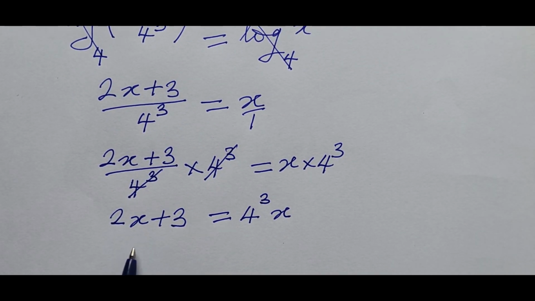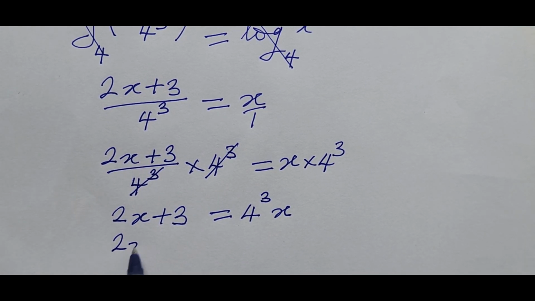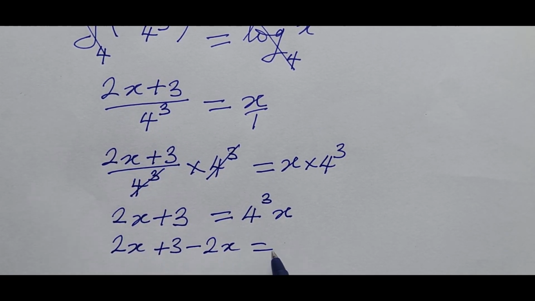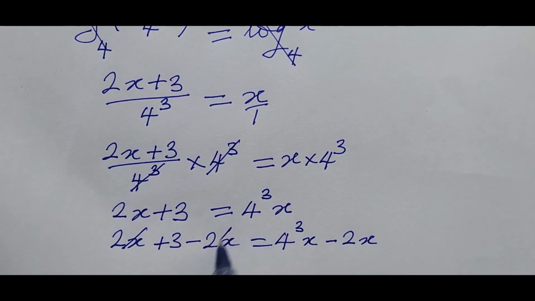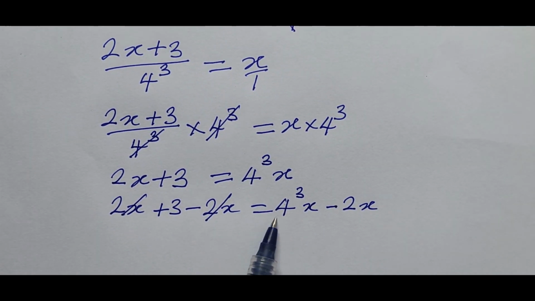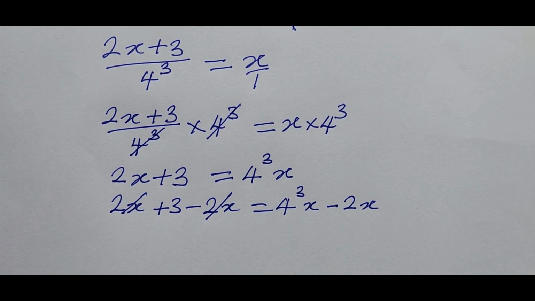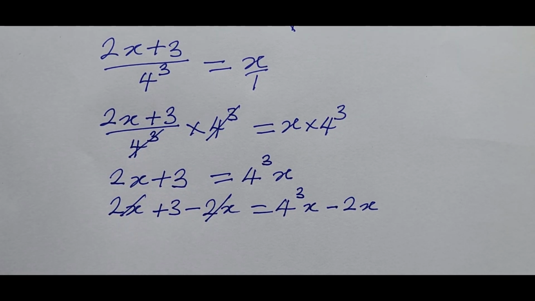Now we have to move this quantity to this side. In other words, let's subtract 2x from both sides. This gives us 2x + 3 minus 2x equals 4 to the power of 3 x minus 2x. Now we have to find the value of 4 to the power of 3. 4 to the power of 3 is simply 4 times 4 times 4, three places, right? So 4 times 4 is 16, times another 4 gives us 64.